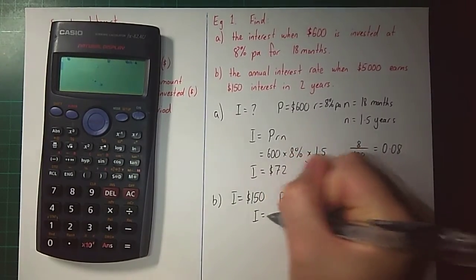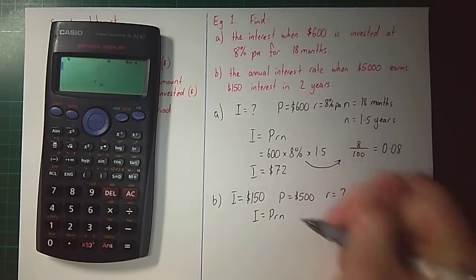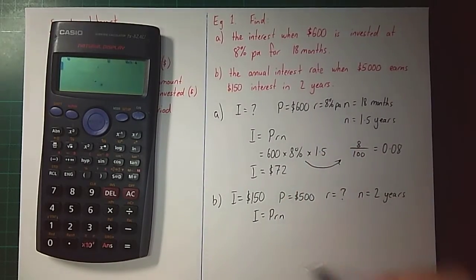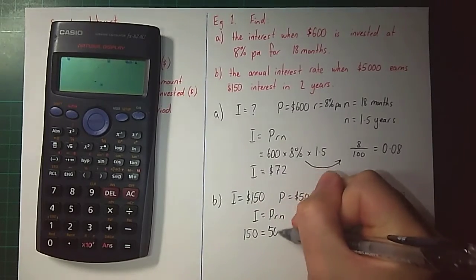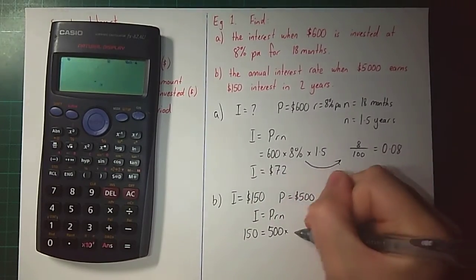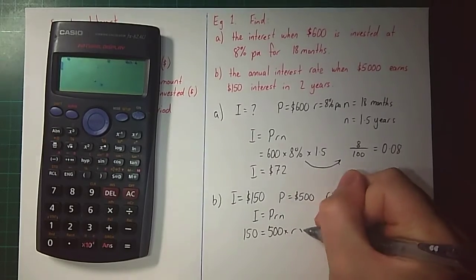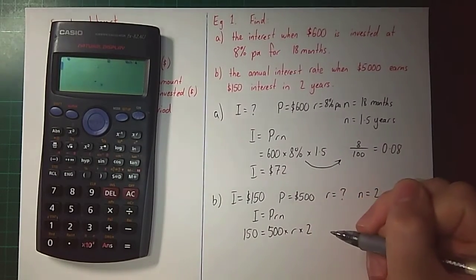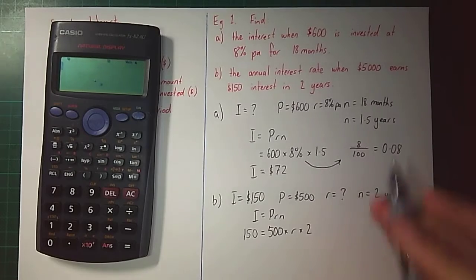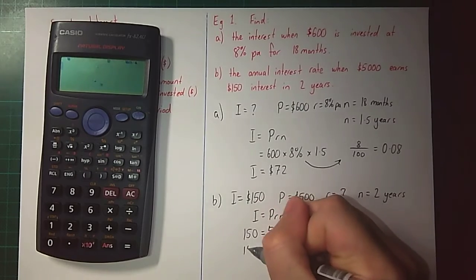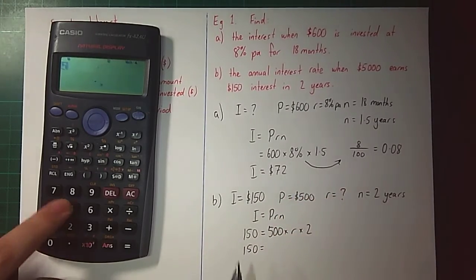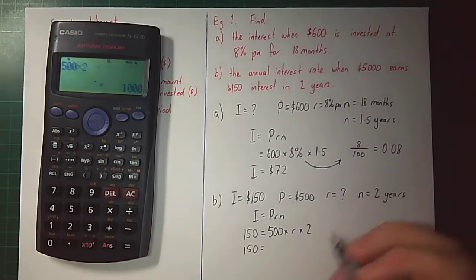First, rewriting the formula. I equals PRN. So I is 150. P is 5,000. We don't know our rate. I'm going to leave it as an R. And we know our N, it's 2. So our first step here is we're going to multiply these two numbers because we can do that. We can't multiply by R, but we can do it with these two. So if we have 150 is equal to 5,000 times 2 is 10,000.